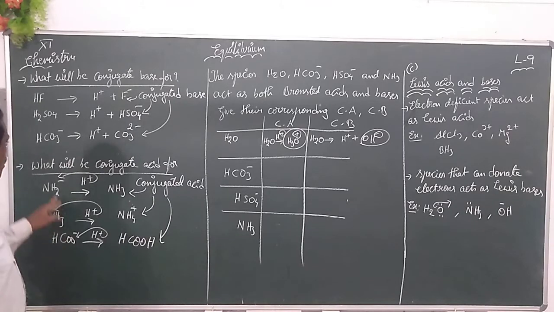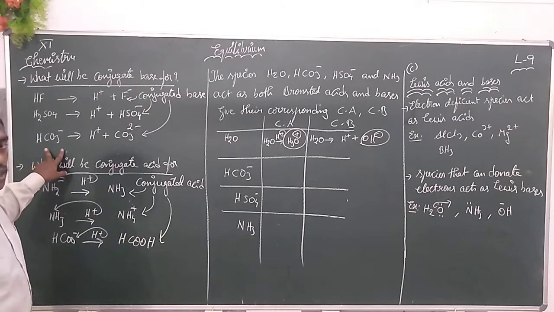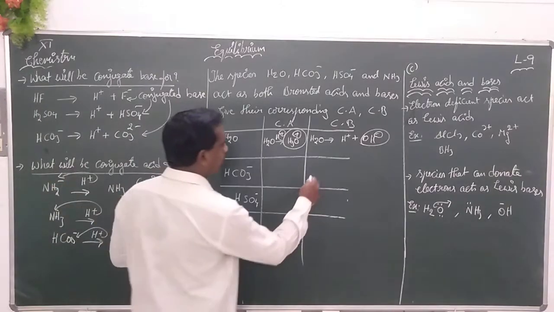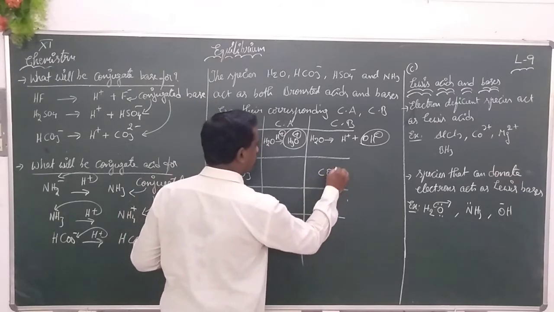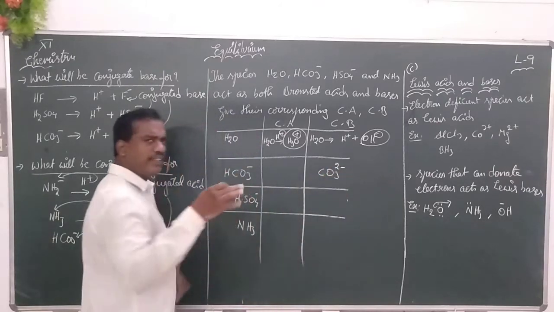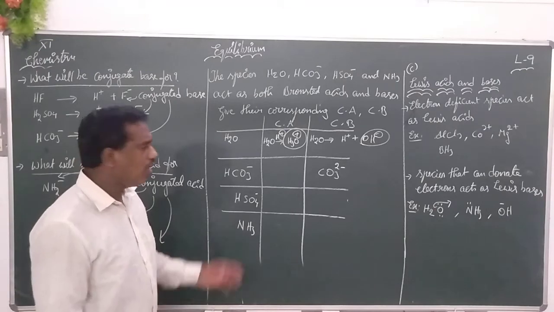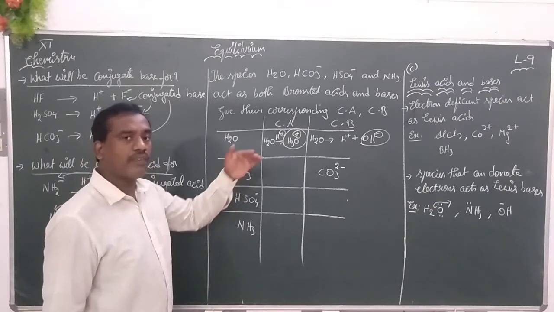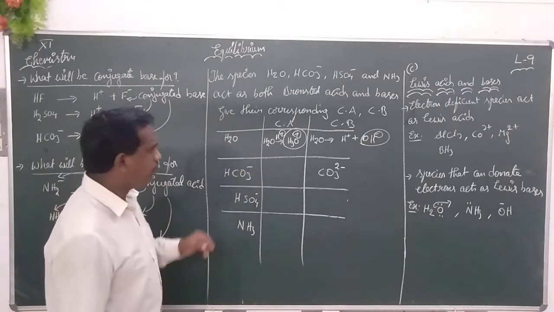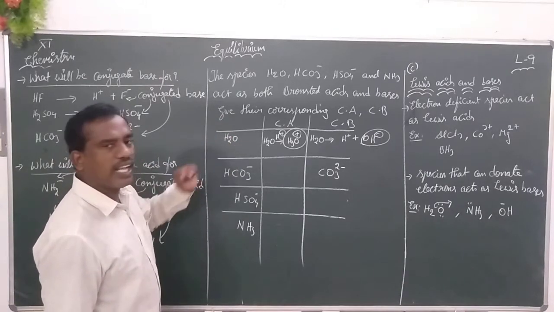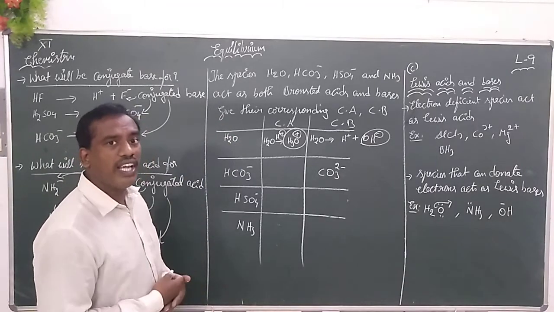Now, what will be the conjugate base of HCO3 minus? Already we came to know HCO3 minus. What is the conjugate base? CO3 2 minus is its conjugate base, because in the case of a conjugate base, the ion is formed after dissociation, releasing the H plus. Then what will be the conjugate acid? Now it is accepting one H plus.